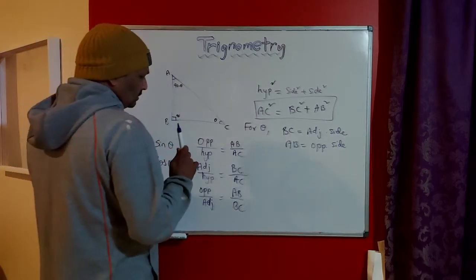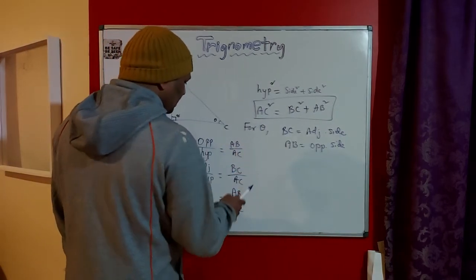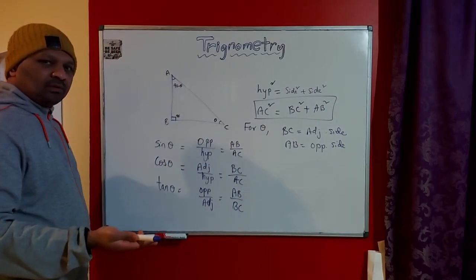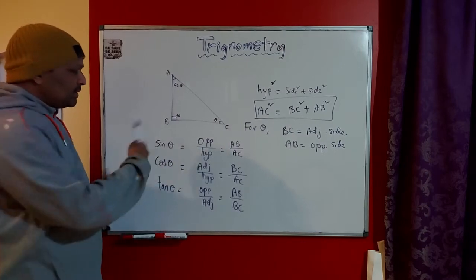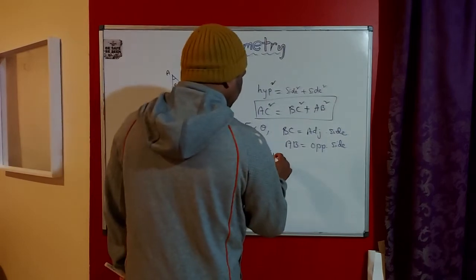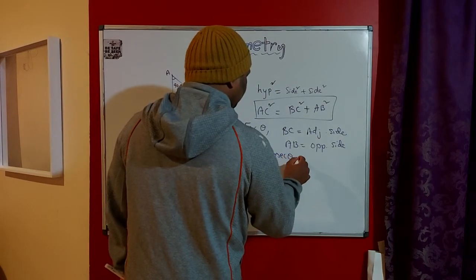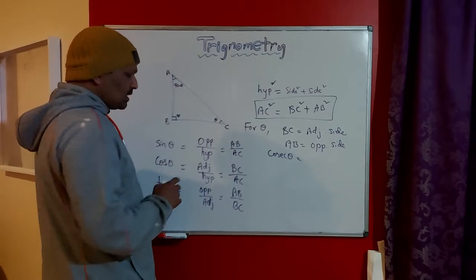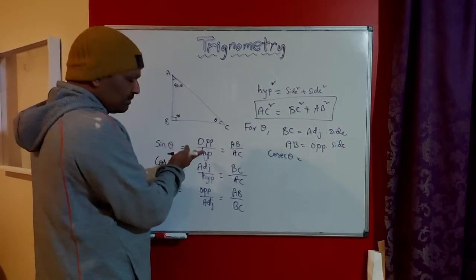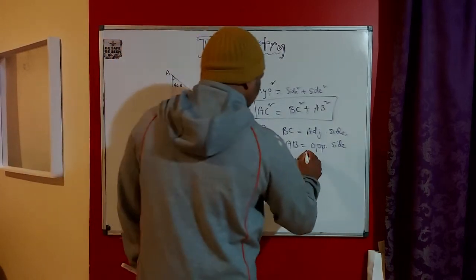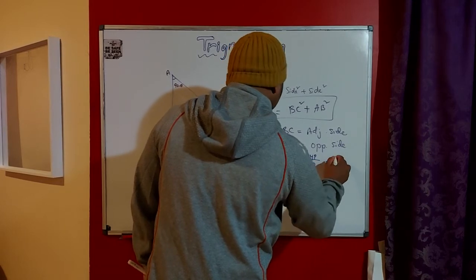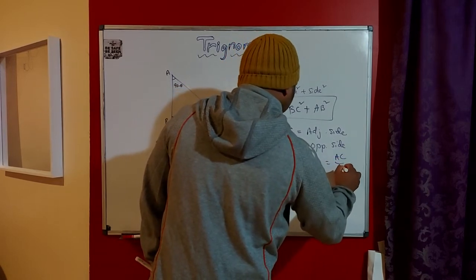So, these are three ratios we derived. And if you take the reciprocal of these, it is also possible to derive another three ratios. The reciprocal of sine theta is cosecant theta, cosec theta. That is hype by op. That's the reciprocal, hype by op, which is equal to AC by AB.